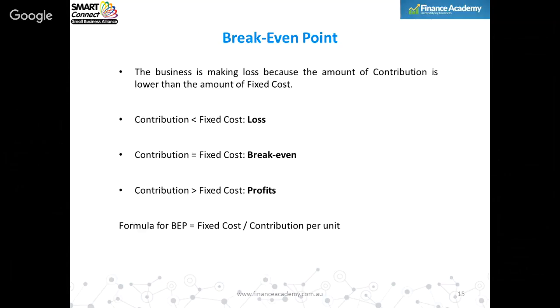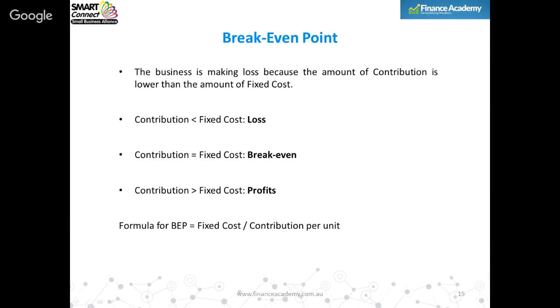Now, for us to really come up with an accurate figure for break-even point, we need to know what is the total fixed cost for your business. Not only that, we need to know the contribution. To know the contribution, we need to know the variable cost for your business. And you have to subtract that variable cost with every sale that is made.